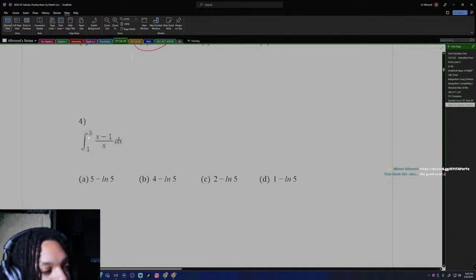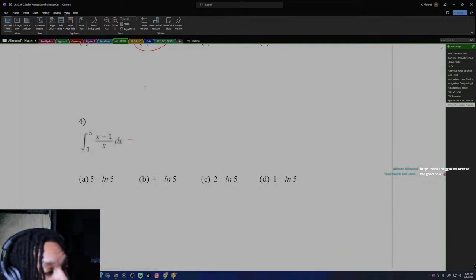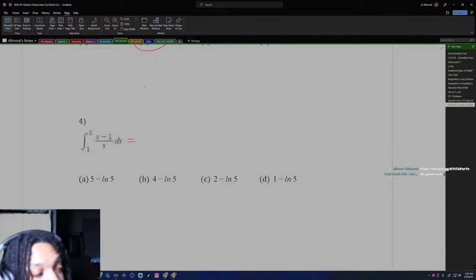Now, number 4 is not an FTC problem because it's just a straight up integral. I guess we could do it though. It doesn't hurt. Okay, so we can say, now it's a fraction, yes, but I'm gonna reverse combine fractions. Here's what I mean. I'm gonna take the integral from 1 to 5. Instead of saying x minus 1 over x, I'm gonna split it up into 2 fractions. I'm gonna say x over x minus 1 over x.